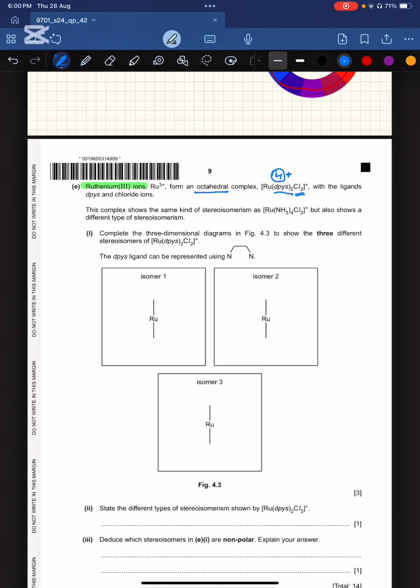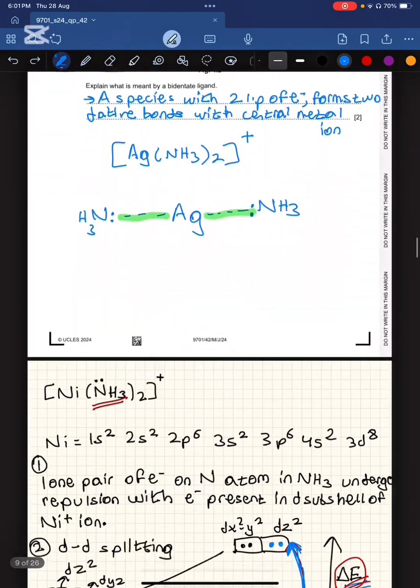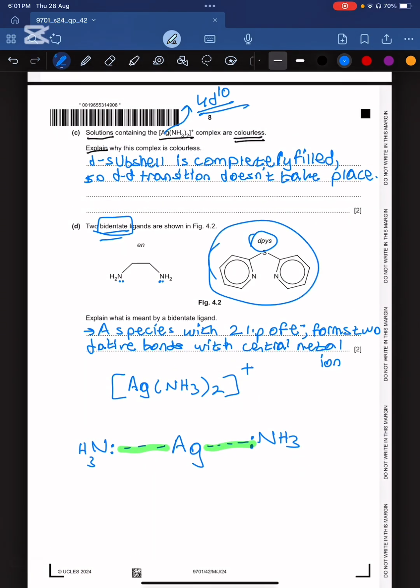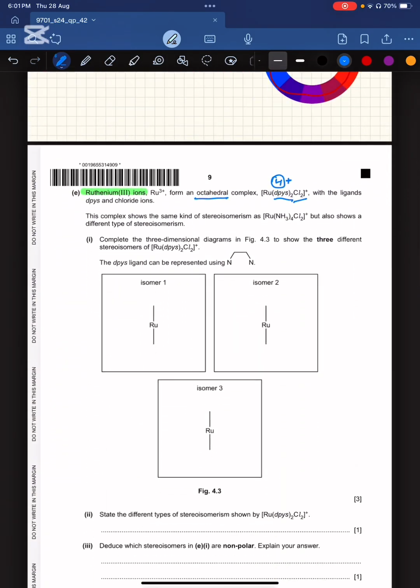Two chlorine molecules. Now you need to remember this. Chlorine is a monodentate ligand. Water is a monodentate ligand. Hydroxide is a monodentate ligand. And then we also have en. En is a bidentate ligand. This one, DPYS, is also a bidentate ligand, but this is not in the syllabus. This is something which they have given themselves. So we have two monodentate ligands, so two dative bonds, total six dative bonds. This is why it's an octahedral complex.